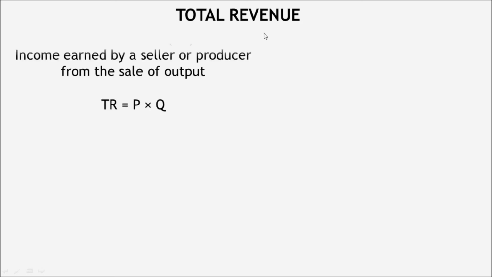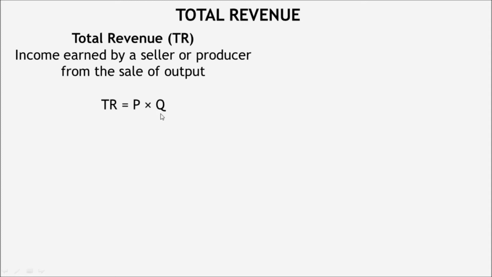Let us first see the total revenue curve of individual firms. As we have learned, the income earned by a seller or producer after selling the output is called total revenue. In fact, total revenue is the multiple of price and output. Thus, total revenue can be given as TR equals P multiplied by Q, where TR stands for total revenue, P stands for the price of the product under consideration, and Q is the quantity sold of that particular product.